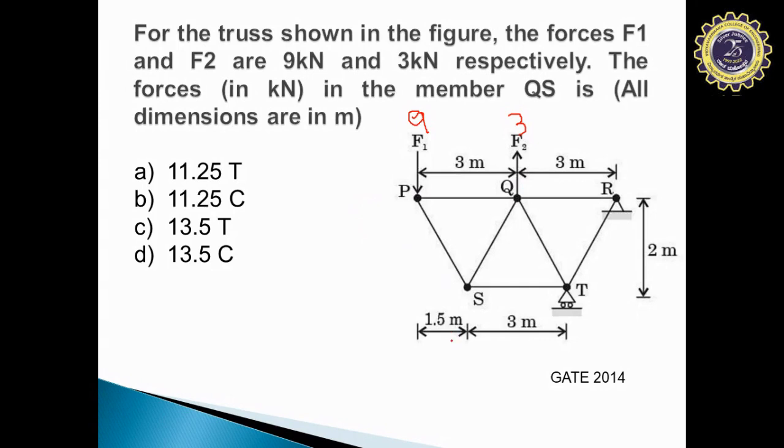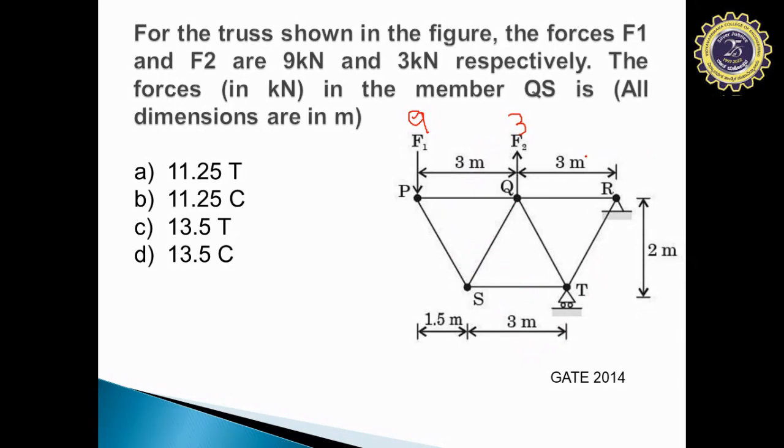So for this type of competitive exams, what you can simply do is think about how you can reduce the time in solving this particular problem. Instead of going for method of joints like in earlier cases, here we can easily adopt method of sections. As we have already discussed, method of sections means you are cutting the section into two different parts and you are considering only one section for your calculation purpose.